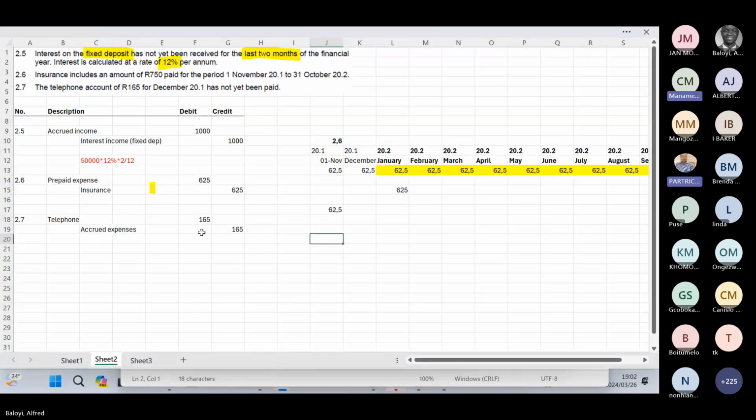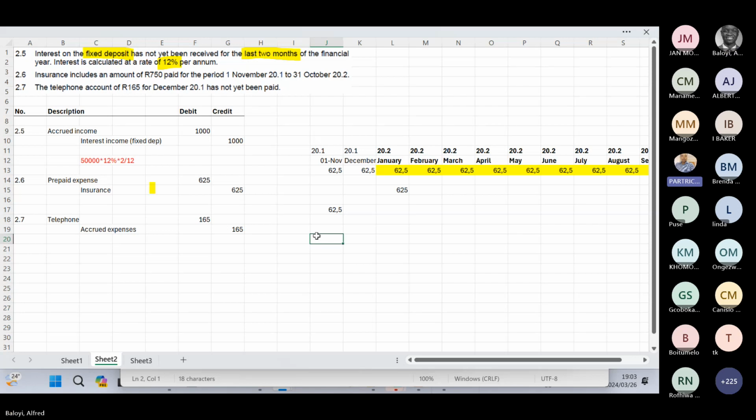Good evening. I can understand everything about how the financial years and the calculations are working. But to me, it's about the format of the calculations. I don't know if you use a different format when a question is asking you to show calculations. Maybe you lose marks if you use a different format. I'll give an example for 2.5: we say 50,000 times 12% times 2 divided by 12, right?